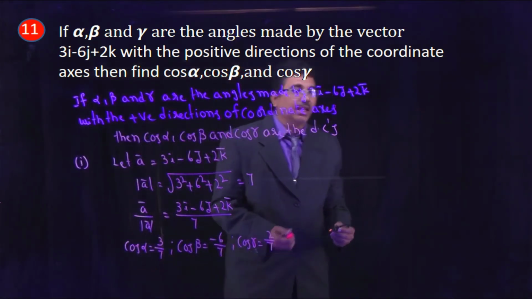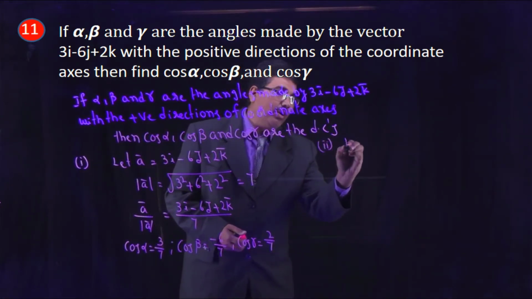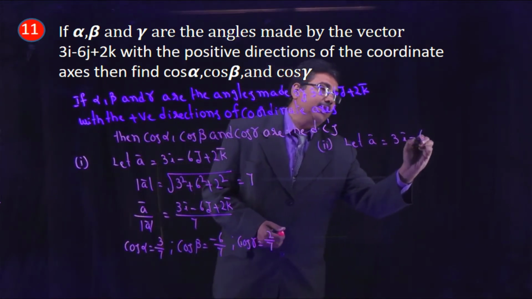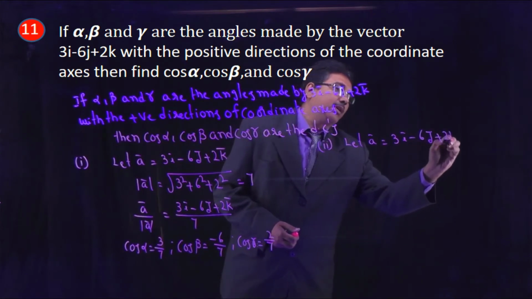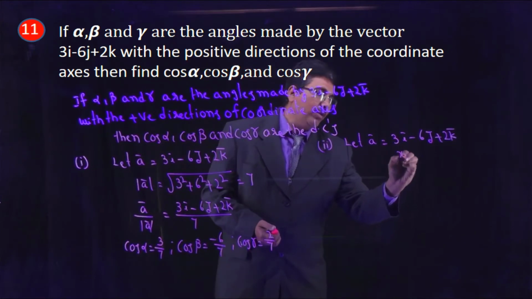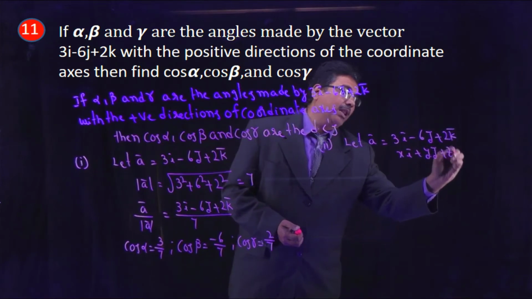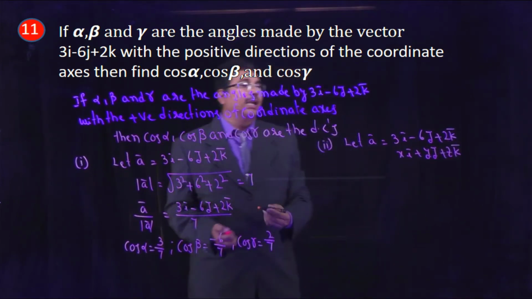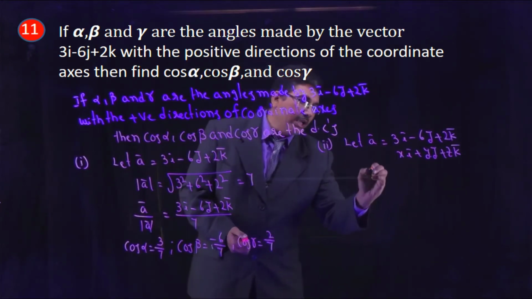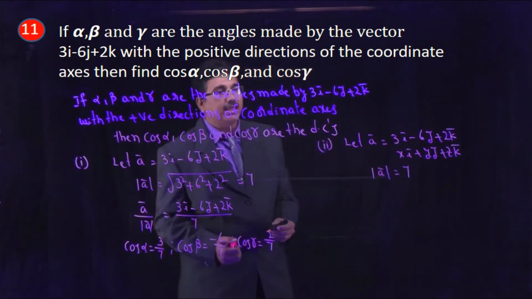For calculating direction cosines, let a bar equal 3i bar minus 6j bar plus 2k bar. This is of the form xi bar plus yj bar plus zk bar. Now mod a bar is equal to 7.